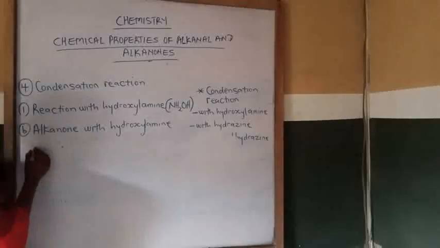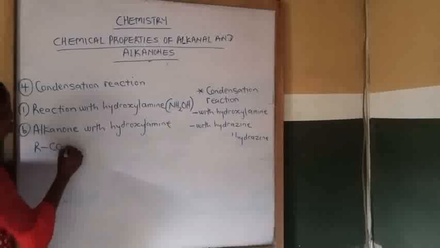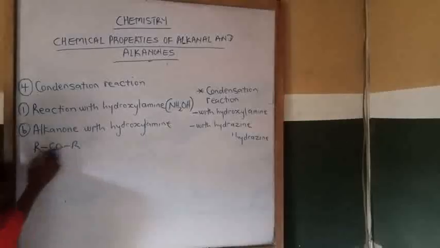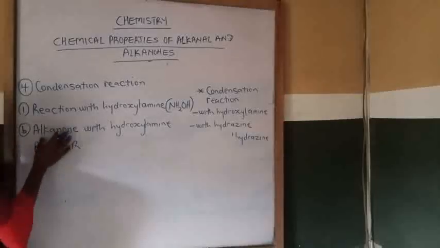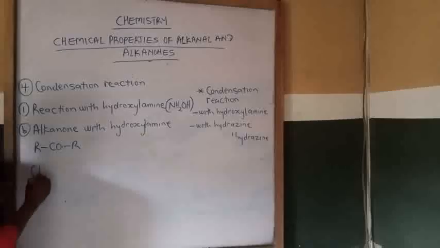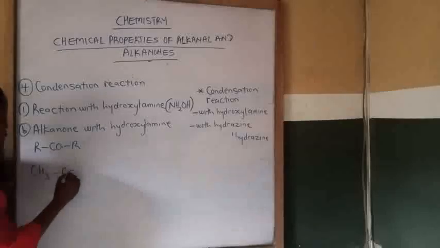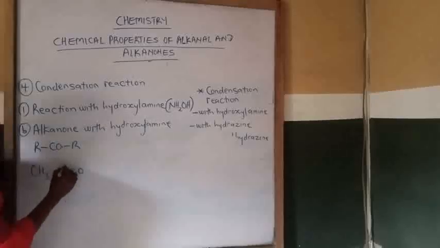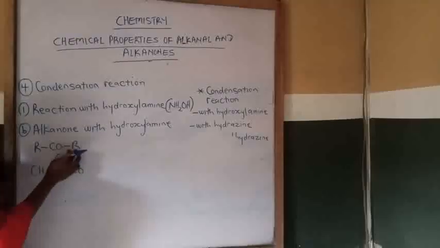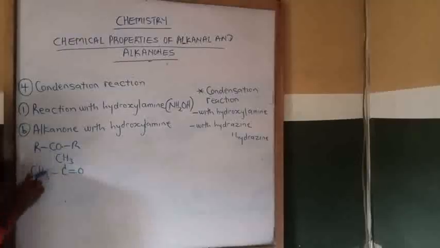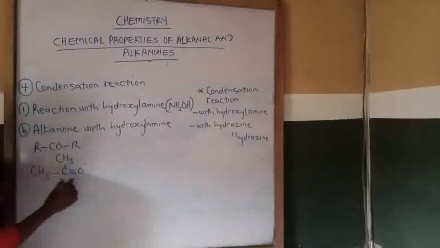Let's take a named alkanone. The general formula of alkanone is RCOR. Then I'm going to replace these two R with an alkyl group. I will use CH3, then C double bond O, then with this second R, I'm going to use CH3. I've replaced the first R and the second R with CH3.